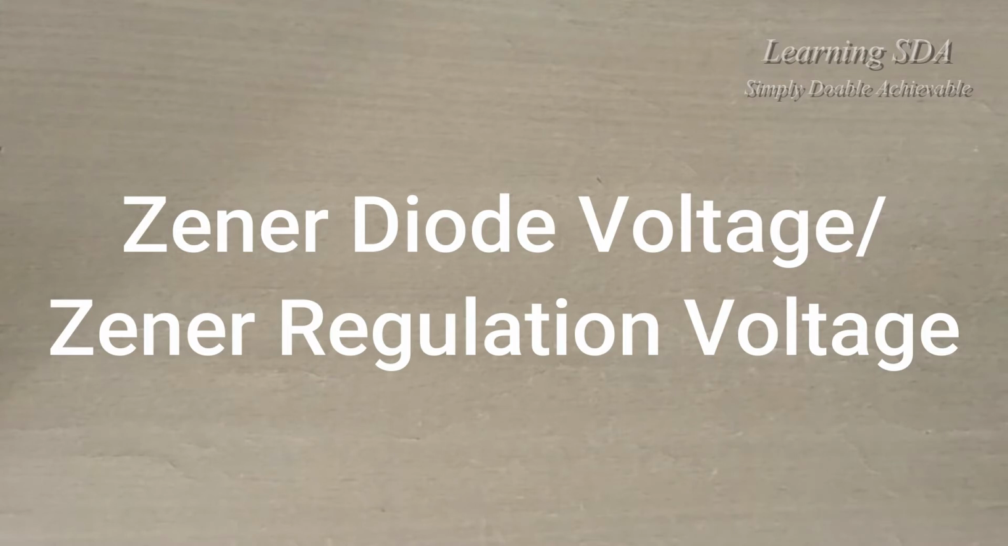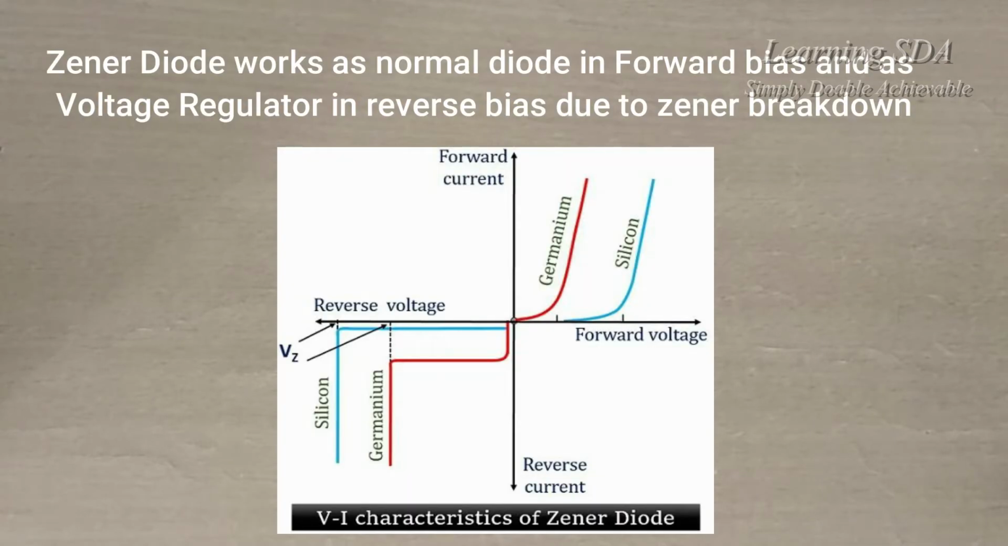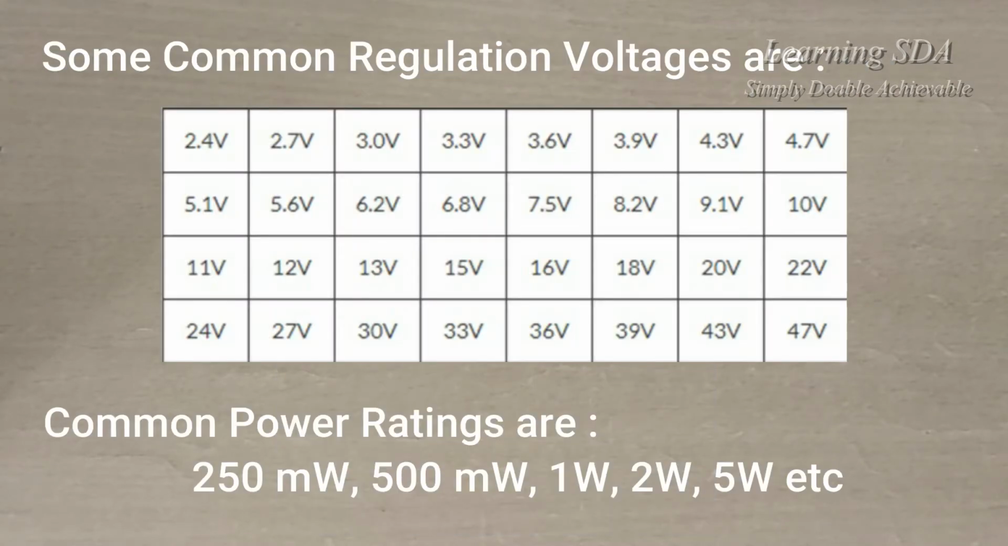Today we are going to learn how to find Zener regulation voltage. This is the symbol of Zener diode. From the VI characteristic, the Zener diode works as a normal PN junction diode in forward bias and as a voltage regulator in reverse bias due to Zener breakdown. We can have Zener diodes with different Zener regulation voltage and power ratings. Some common regulation voltage and power ratings are shown here.